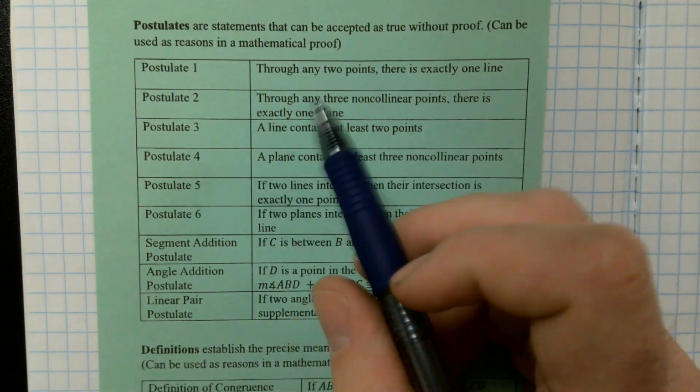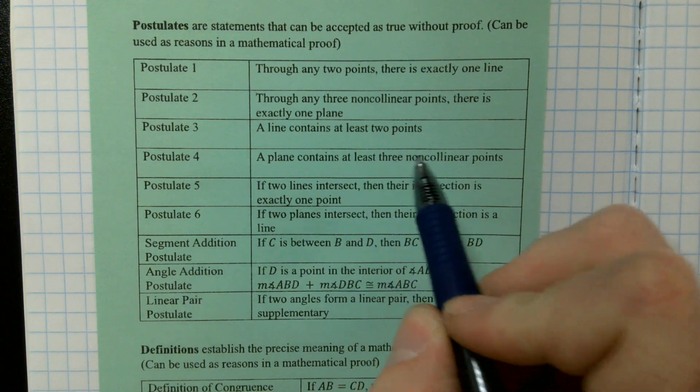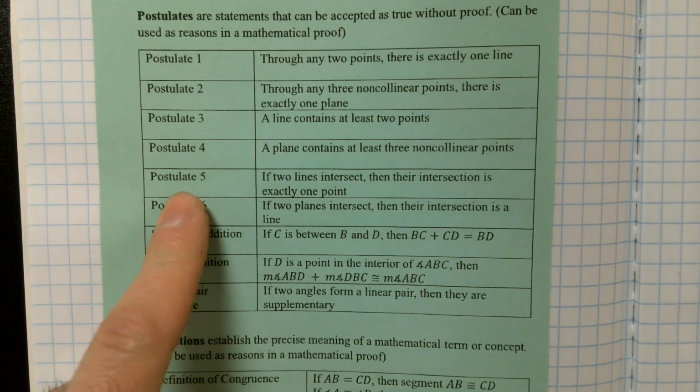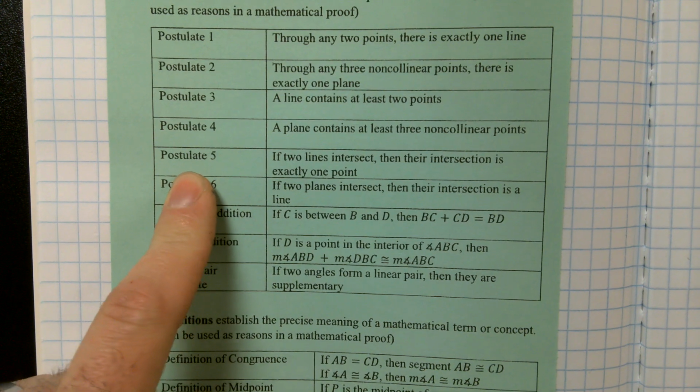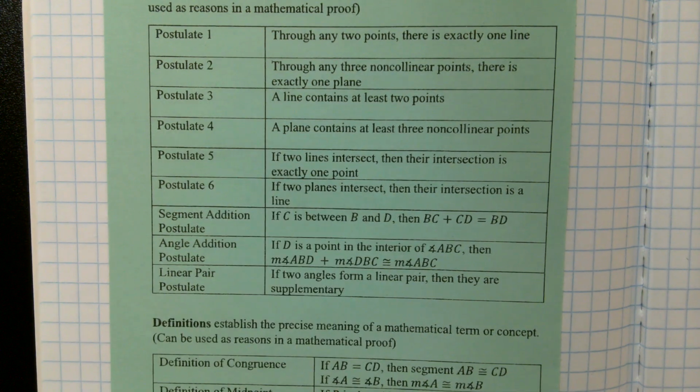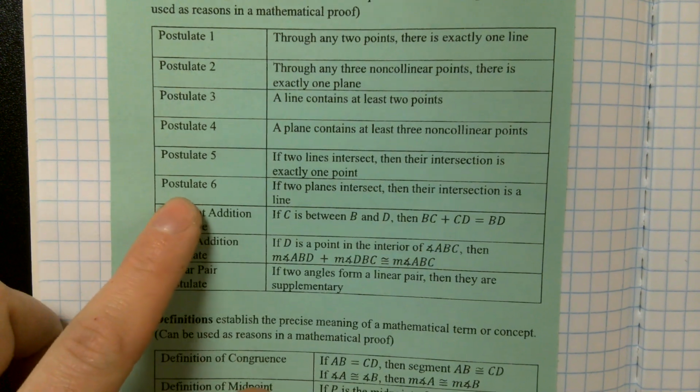Like postulate 4, basically the same as 2. A plane contains at least 3 non-collinear points. Okay? Can I get a volunteer to read postulate 5 for us? Christian? If 2 lines intersect, then their intersection is exactly 1 point. Exactly. If 2 lines intersect, right, then their intersection is that 1 point in the middle. Great job. Postulate 6.